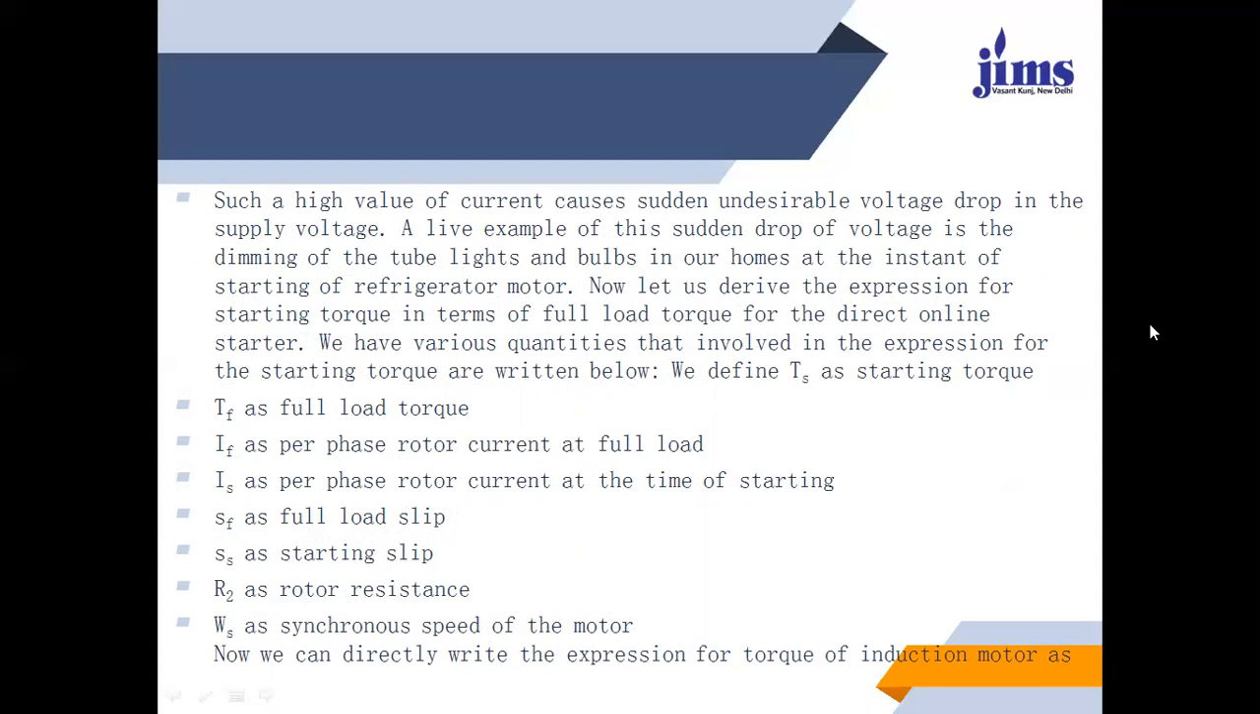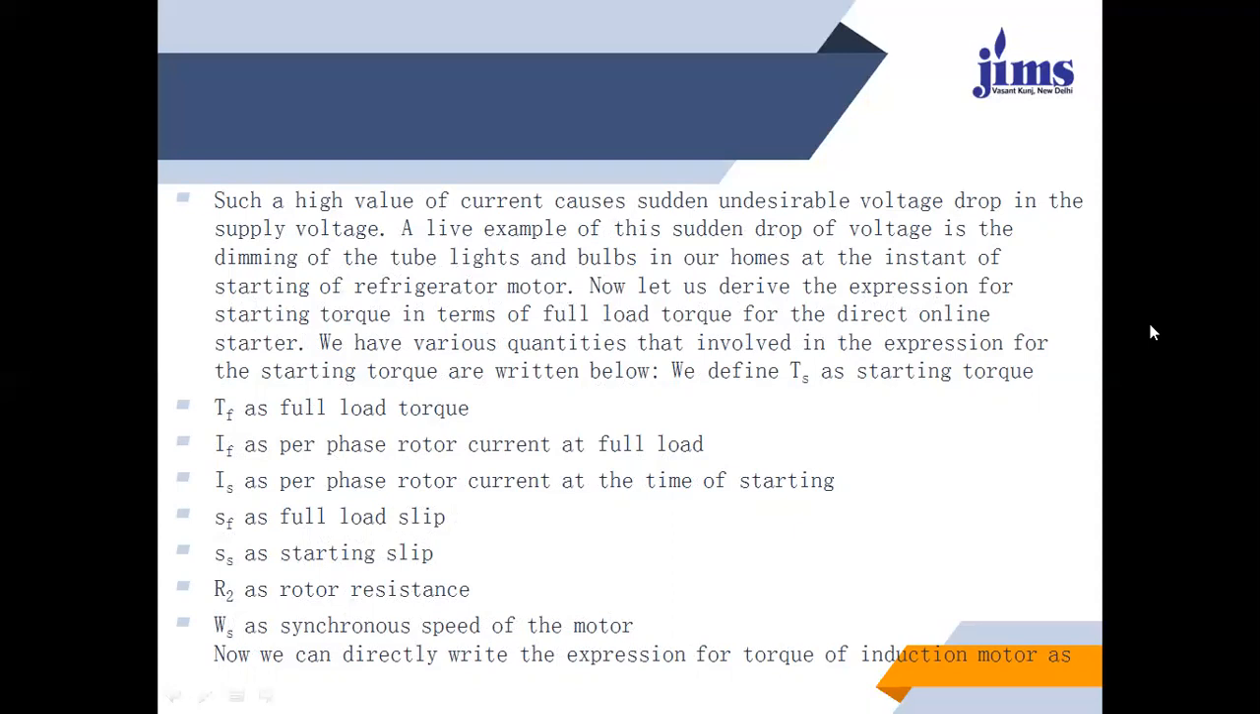Now, let us derive the expression for starting torque in terms of full load torque for the direct online starter. The various quantities involved in the expression for the starting torque are written below. We define Ts as the starting torque, Tf as the full load torque, If as the per phase rotor current at full load, Is as the per phase current at the time of starting, Sf as the full load slip, Ss as the starting slip, R2 as the rotor resistance, and Ws as the synchronous speed of the motor.